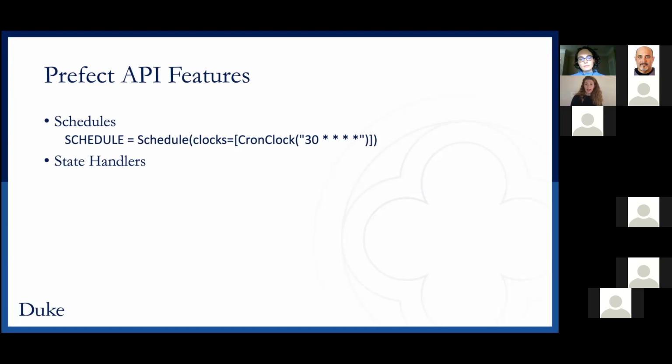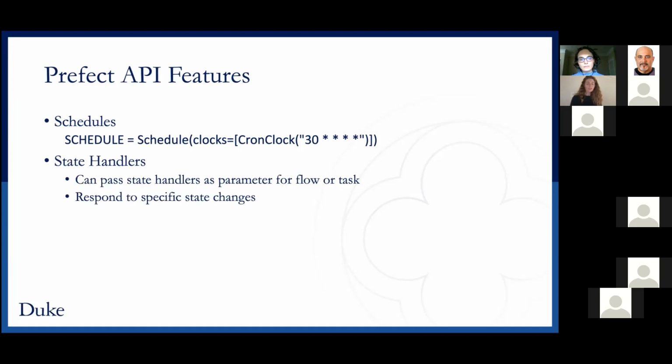State handlers, as I mentioned, are just little ways to handle or to respond to the changing state of a task or flow run. You can pass your state handler as a parameter to either a registered flow or a task, and then your flow or task will pick up that state handler and use it if the flow or task run works out to have those particular changing states.